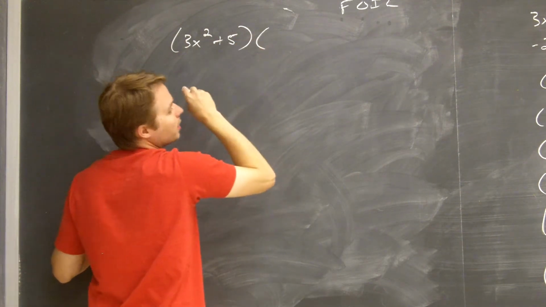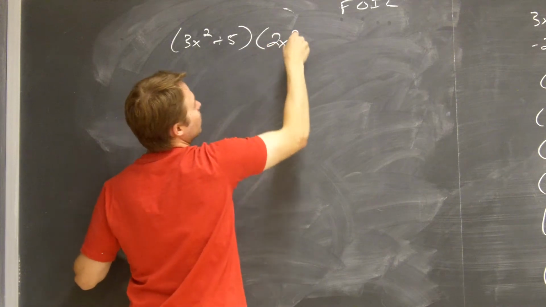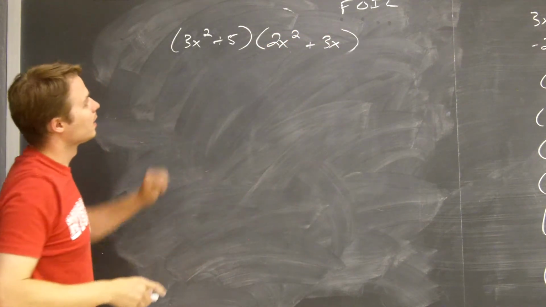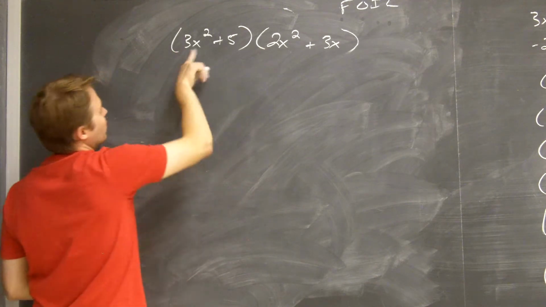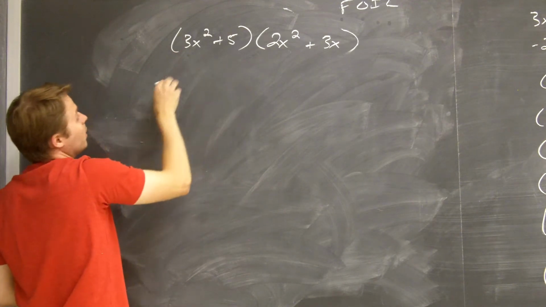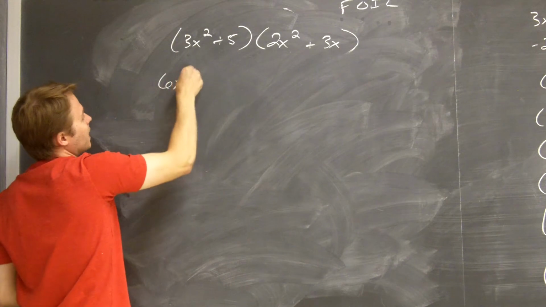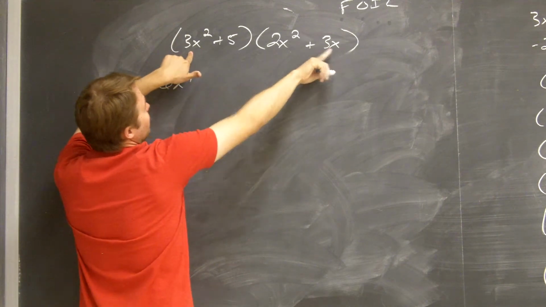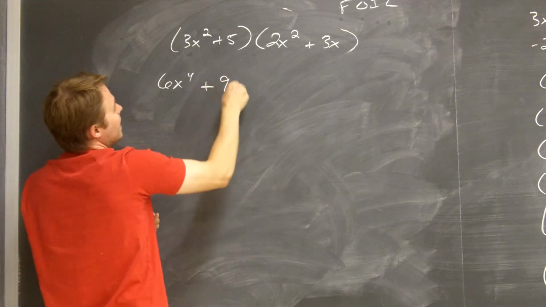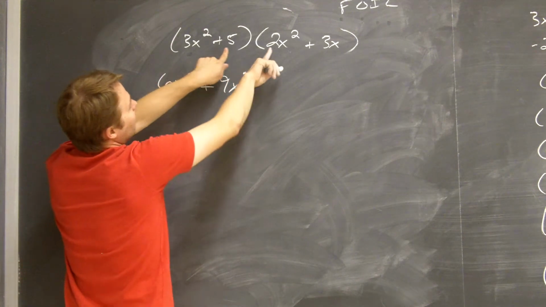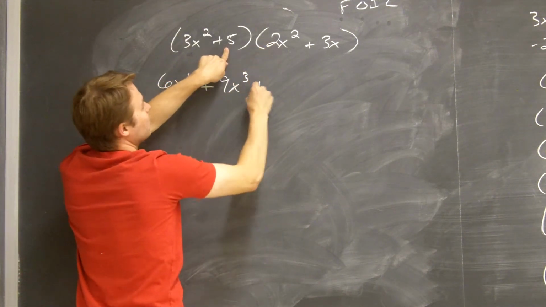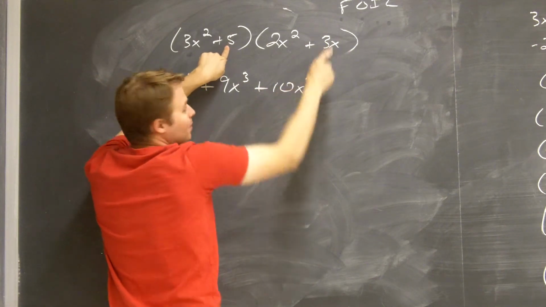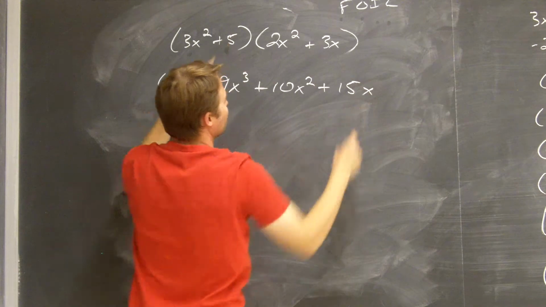So 3x squared plus 5 times 2x squared plus 3x. Again, I'm multiplying the first two terms together, so 3x squared times 2x squared, so that would be 6x to the 4th. Then the outer two terms, so 3x squared times 3x, that would be 9x cubed. The inner two terms, 5 times 2x squared, so this would be 10x squared and then the last two terms, 5 times 3x, or 15x.